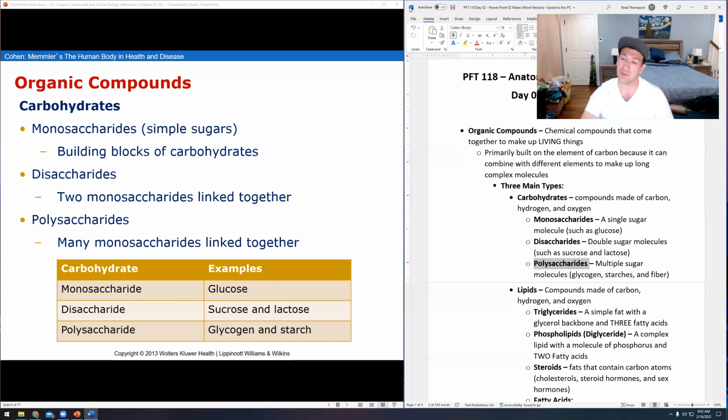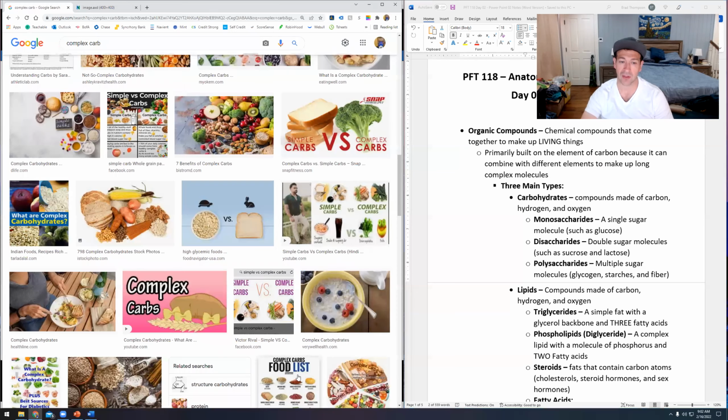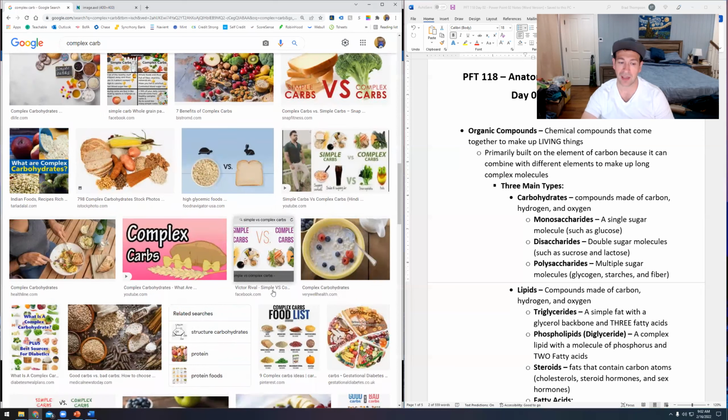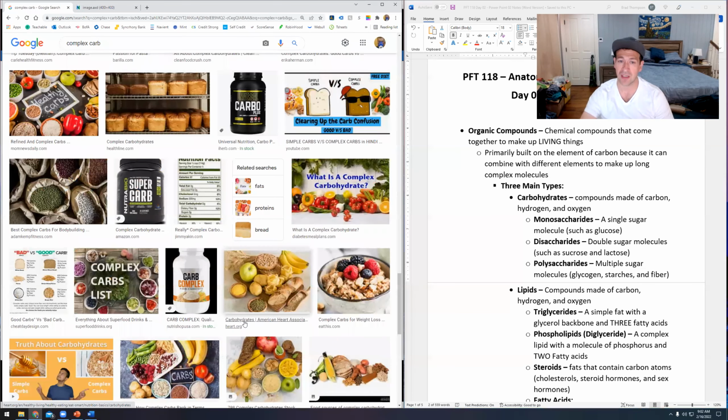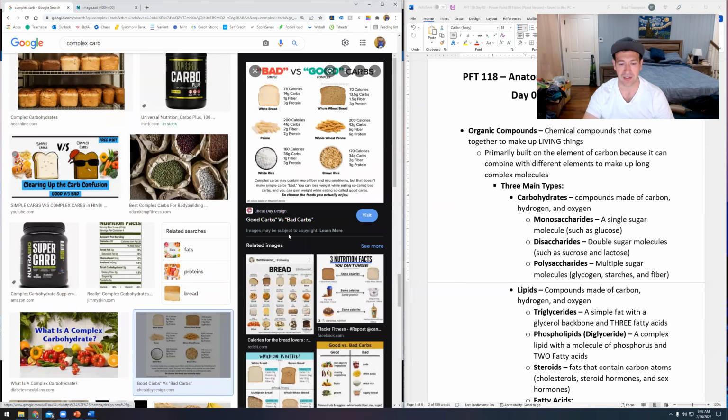So this is one of the reasons why it's so important for us to make sure that we are thinking about what types of carbs we are putting into our body. There are complex carbs and there's simple carbs, right? Complex carbs, they take a really long time to break down. They're very complex, and so because of that, if you were to eat a whole bunch of complex carbohydrates, right?